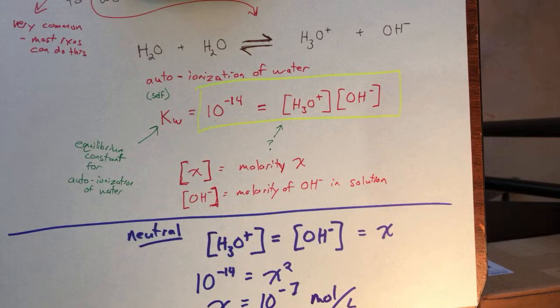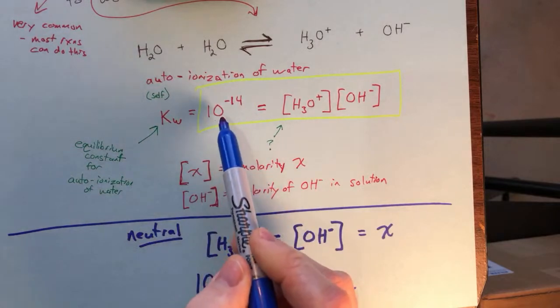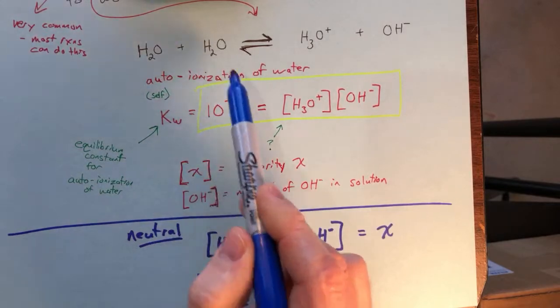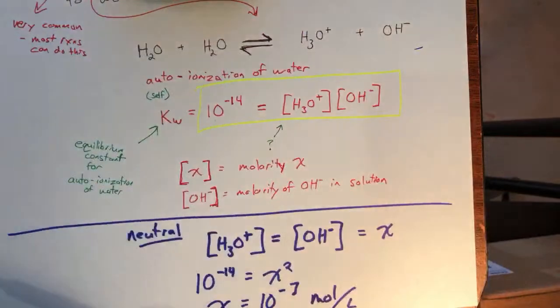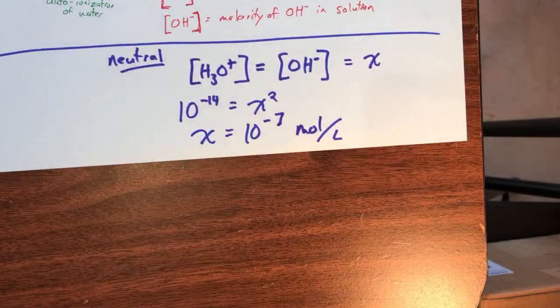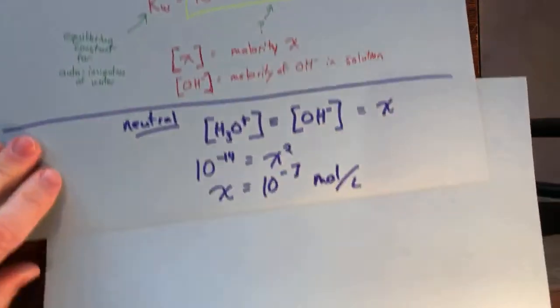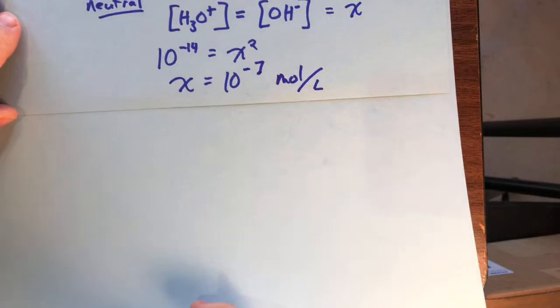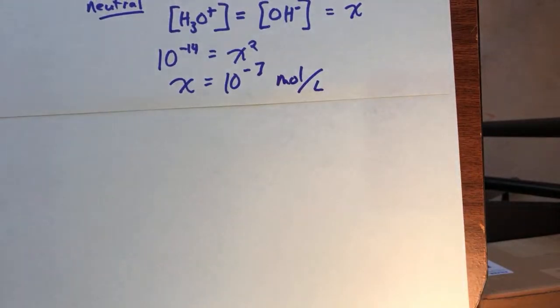So once we know that, where did the 10 to the minus 14 come from? It is a constant. You wouldn't know that to begin with. This is a constant based on this reaction right here. That's the equilibrium constant. So let's come back over here and ask, all right, now how do we get the pH of that neutral water? I need to define pH for you guys.